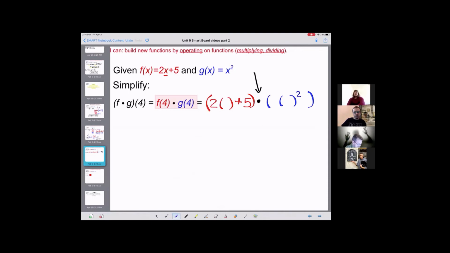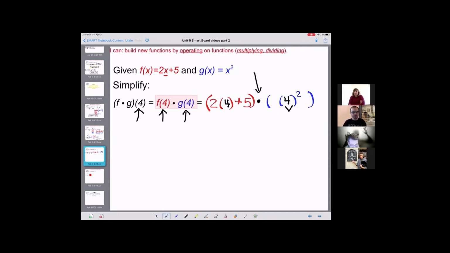Scary looking. We are going to replace those parentheses with our 4. So inside our red set of parentheses, we'll have 2 times 4 plus 5. And in our blue set, we'll have 4 to the second power. If we want to simplify this by hand, we can. We have 2 sets of parentheses, but we know that the second step in order of operations is exponents. So let's head over to the blue set of parentheses, and we'll do 4 to the second power, which is 16.